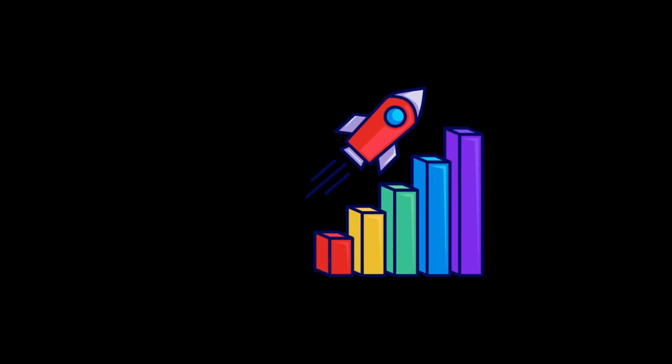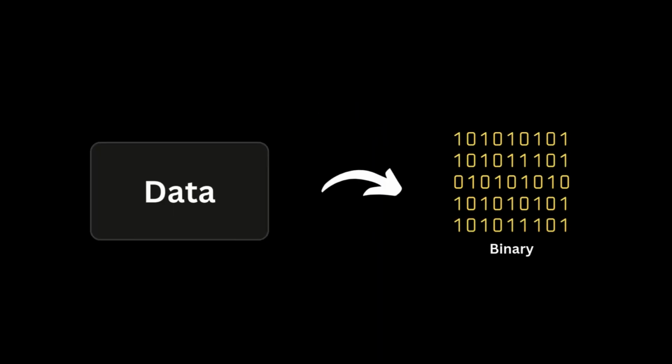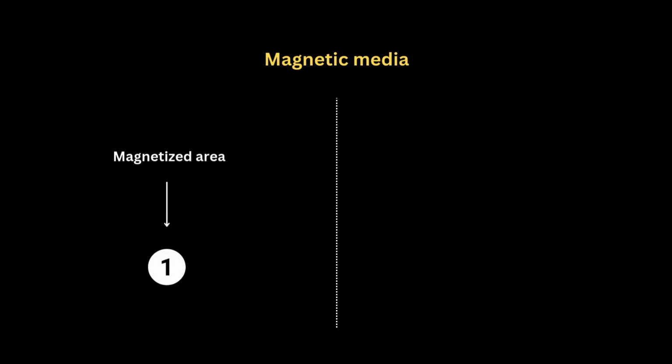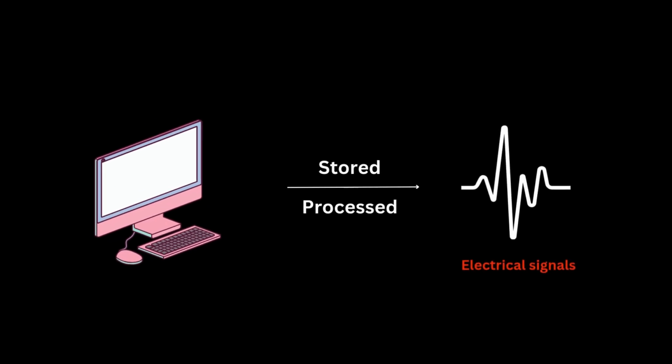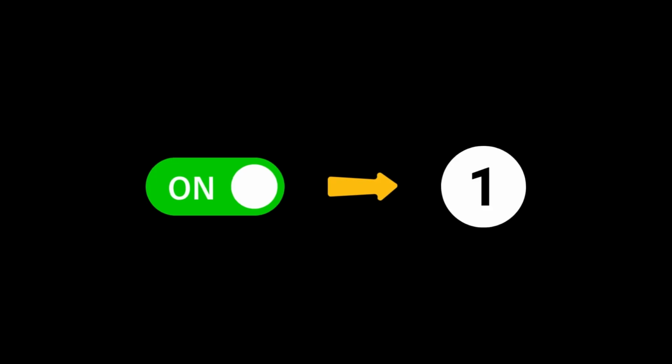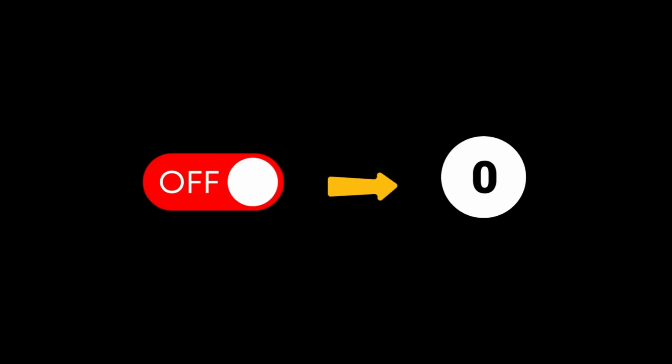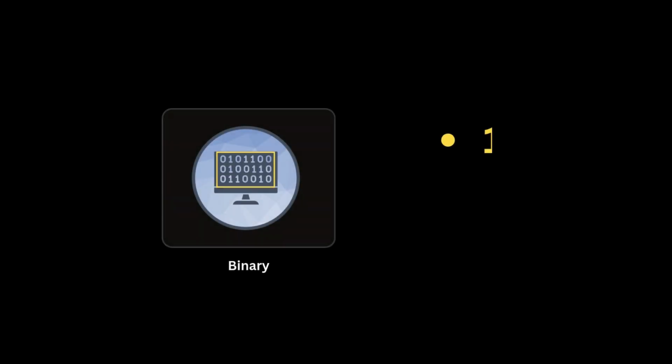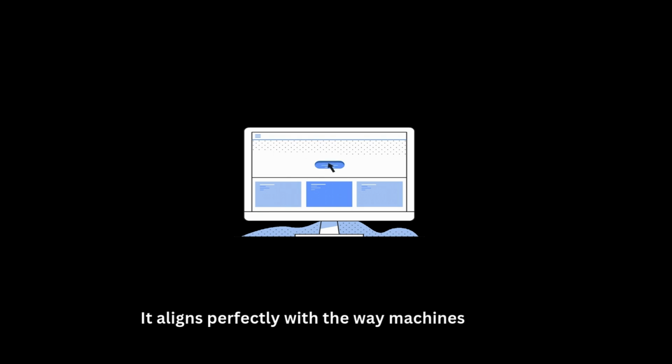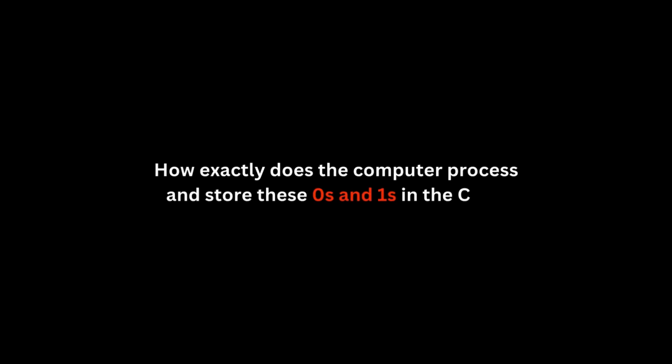As technology evolved, punched tape was replaced by magnetic tape, and then by magnetic disks, but the core idea remained the same. Data was stored in binary. On magnetic media, a magnetized area represents a 1, and a non-magnetized area represents a 0. In today's computers, data is stored and processed using electrical signals. An on signal represents a 1, and an off signal represents a 0. Since binary only requires 2 states, 1 and 0, it aligns perfectly with the way machines operate, keeping the electrical circuits simple and efficient. But how exactly does the computer process and store these zeros and ones in the CPU?